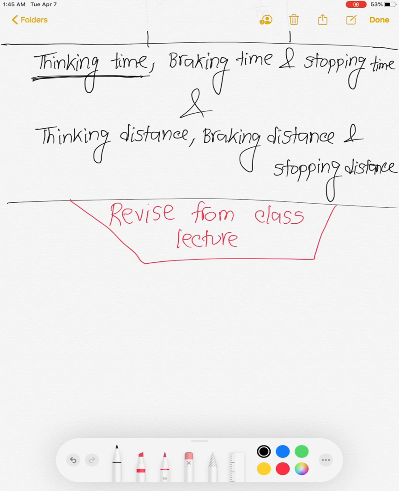So revise the class lectures, and I want all of you to score full marks on the daily tests and the MCQ tests. So this will be the first half of the revision of chapter 3. In the next class we will study about terminal velocity. So that's it for today.